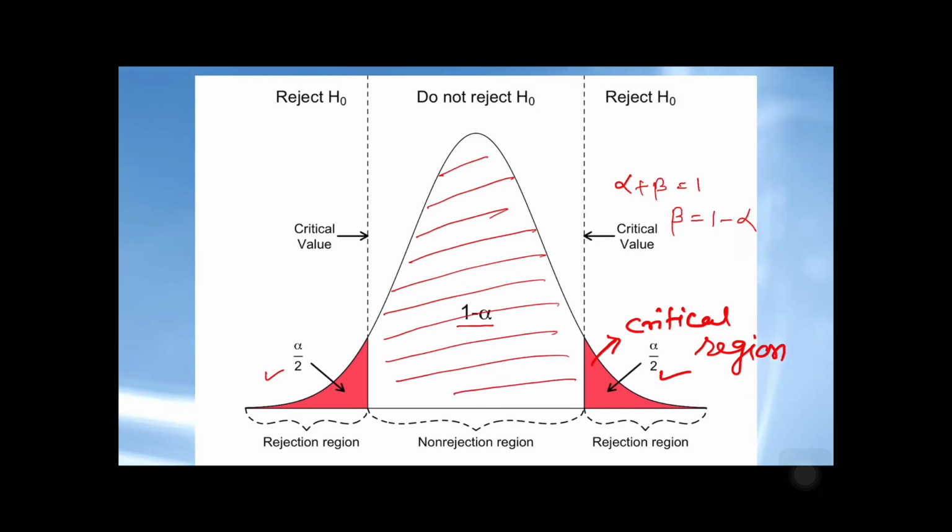Okay, so when the p-value is less than 0.05, we reject the null hypothesis. And when the p-value is greater than 0.05, we fail to reject the null hypothesis.